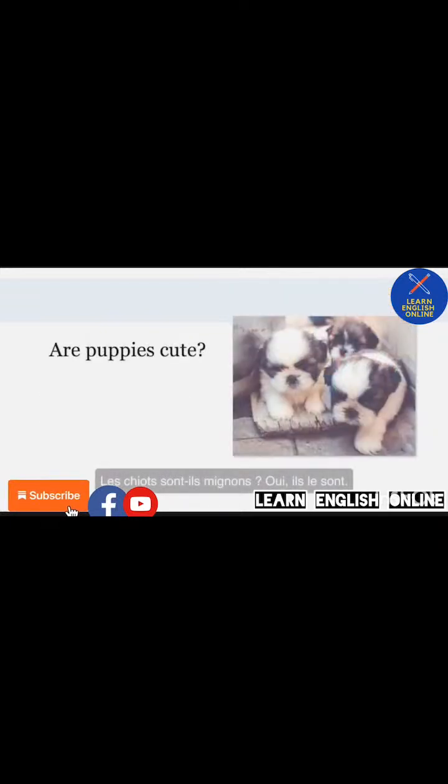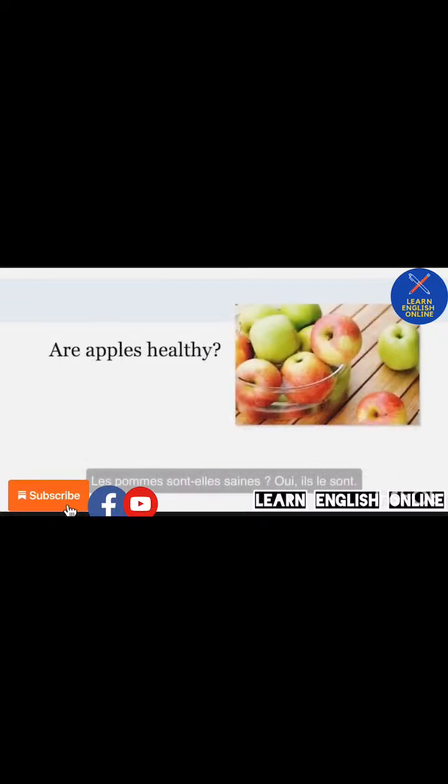Are puppies cute? Yes, they are. Maybe you want to write yes, they're there, but this is incorrect because we don't make a contraction with those yes answers. It doesn't work. Are apples healthy? Yes, they are. Okay, let's check to see what you understand.